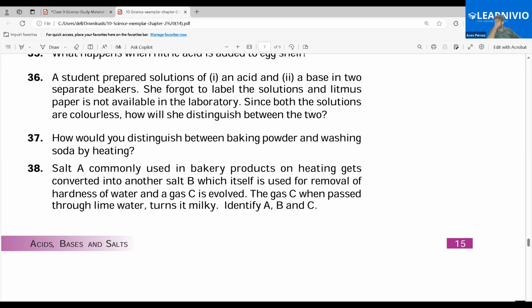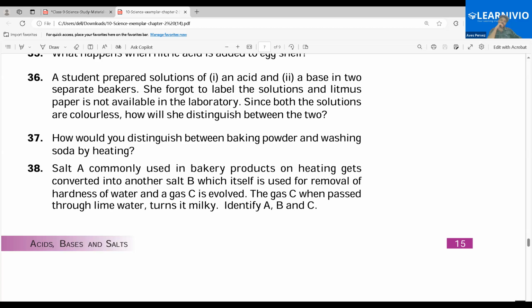Yes, Faizan? Maybe carbon dioxide. Okay, let's check whether it is carbon dioxide or not. Faizan, can you tell me in question number 38 what is A? Sure, I don't know that. Yes, Junaid? A is NaHCO3.